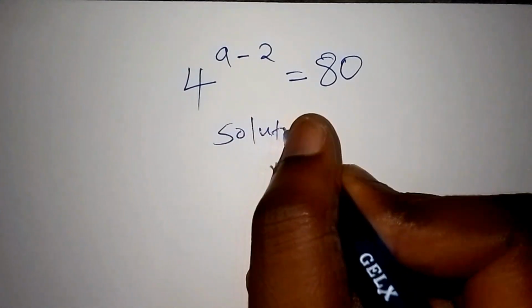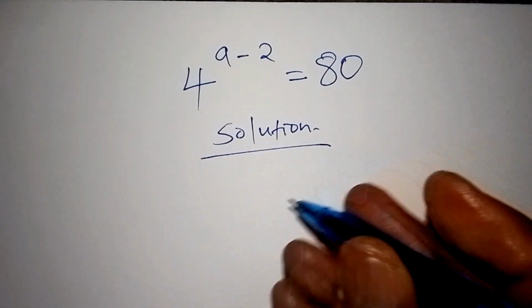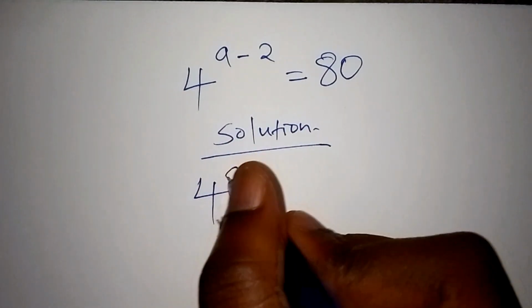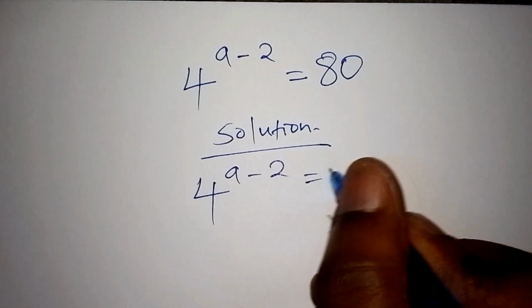So in our solution, this is what we have. We have 4 to the power of a minus 2 is equal to 80.